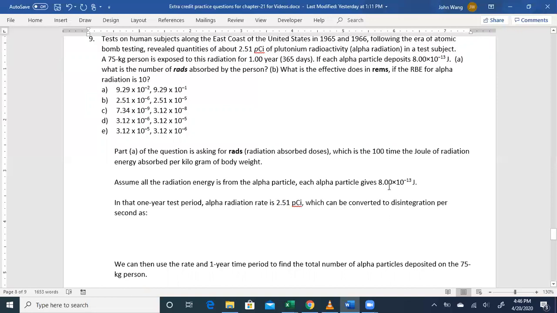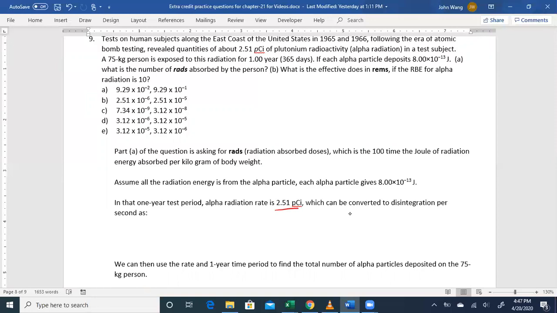So then if we know how much energy there is for one alpha particle, then we can find out how much radiation energy the person received. So then we'll divide by the 75 kilograms and then times 100 to get the rads. To do that, we'll first have to convert this 2.51 pCi into disintegrations per second.